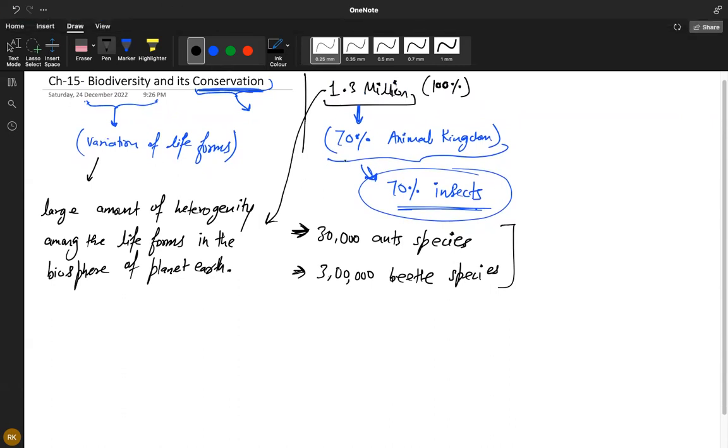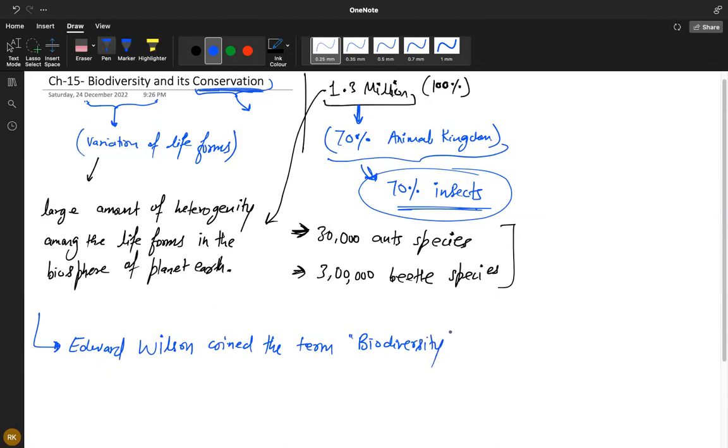Now, this term biodiversity, if you just want to remember it for entrances, was coined by Edward Wilson. He was a sociobiologist. Okay, so he coined the term biodiversity. Okay.